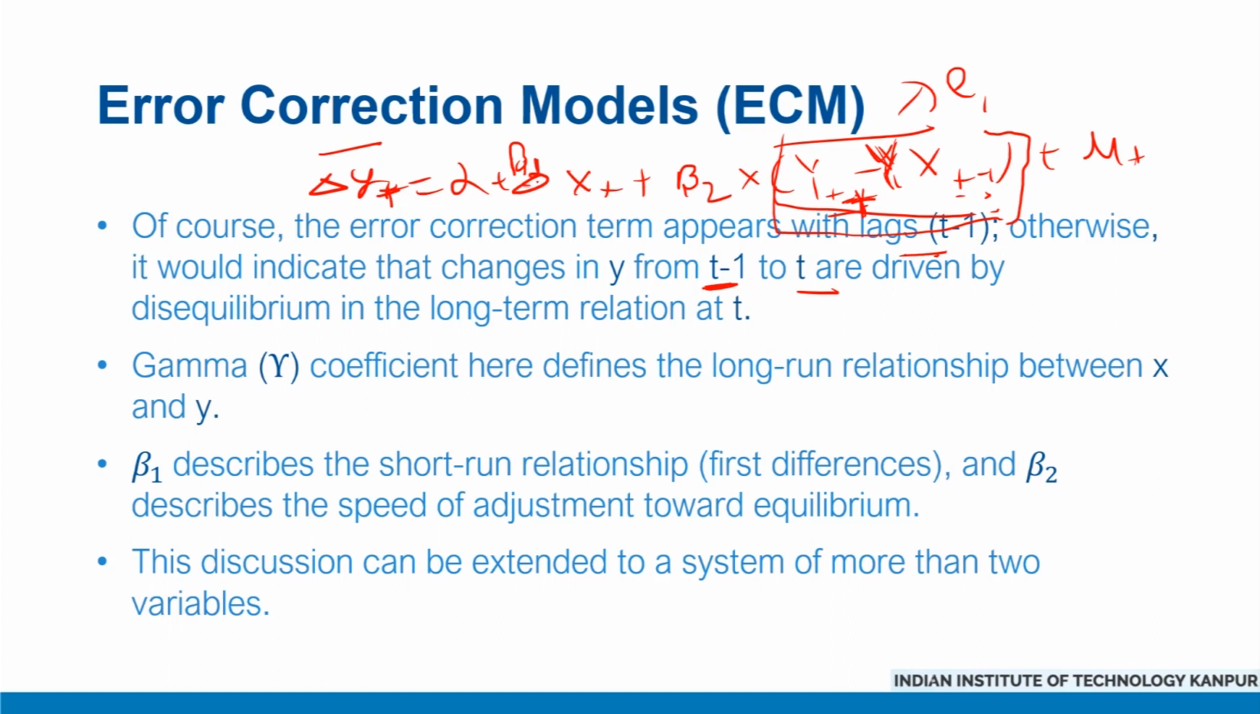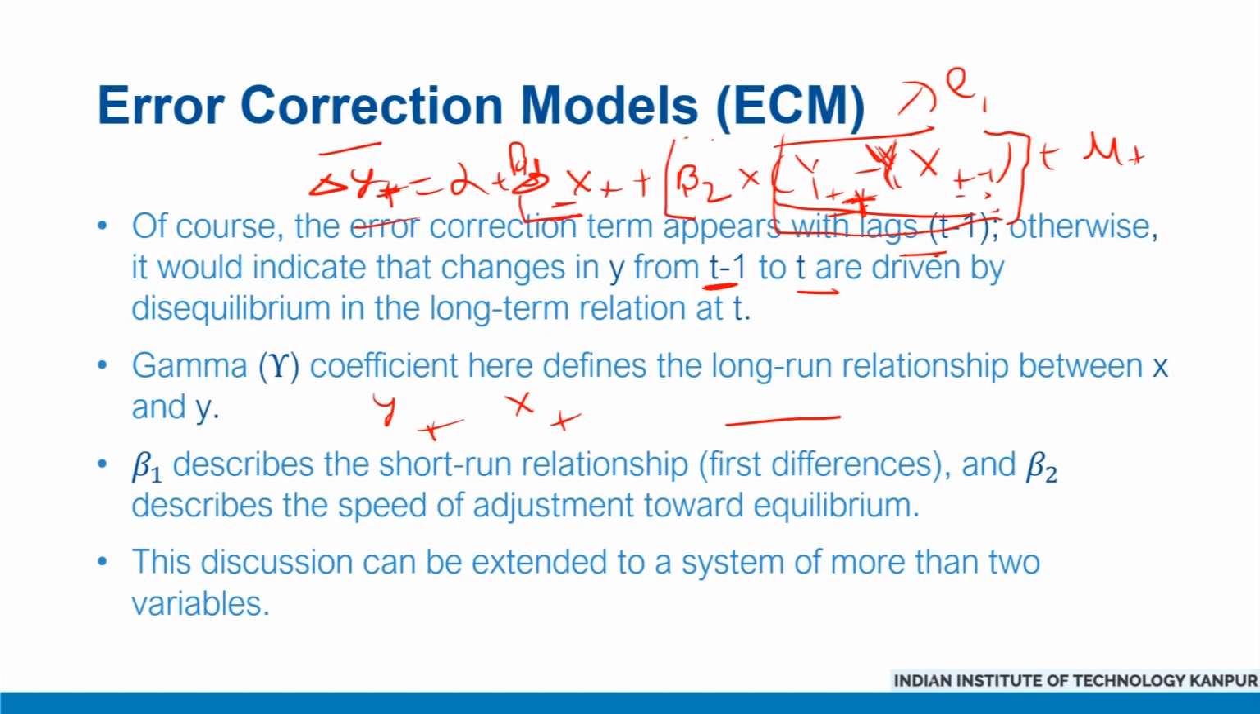Next, you have beta 1 as a coefficient of delta xt. Because this is a coefficient of changes in xt, it captures the short-term relationship between delta yt and xt. Because we are using first differences here, again the assumption is that yt and xt are I1. Generally, price series and other economic and financial series are I1 in nature, and their first differences are I0. Conventionally, that is what happens.